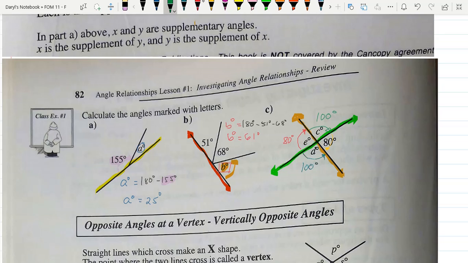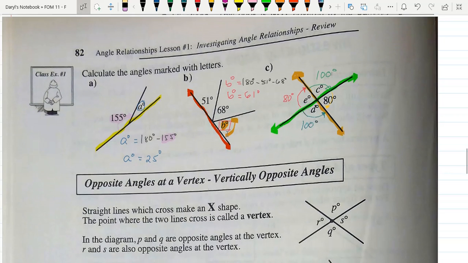Again, how did you get 100 degrees? Well, that would be 100 plus 80 is 180 degrees. So for letter C, actually it will lead you to the next angle relation that you can make.